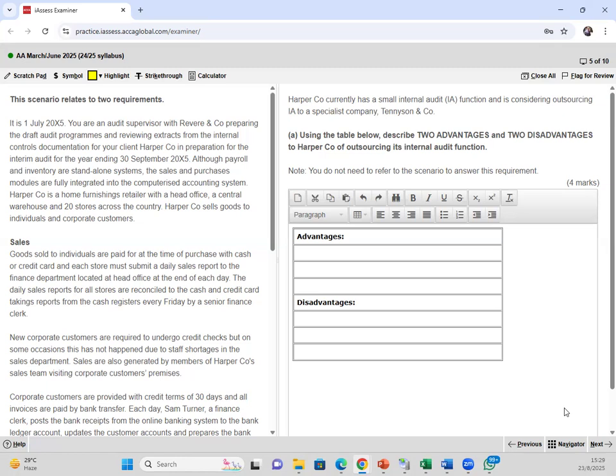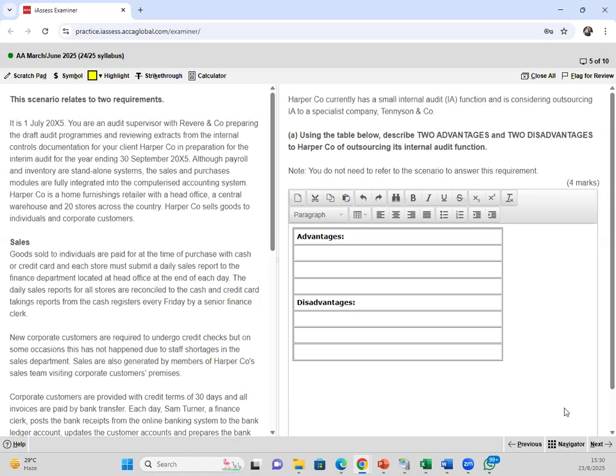Which other advantage of outsourcing internal audits? Maybe we can talk about the expertise or the specialized skills. Yes, we can get people that are experts because they specialize in that. So we are likely to get experts in that particular field.